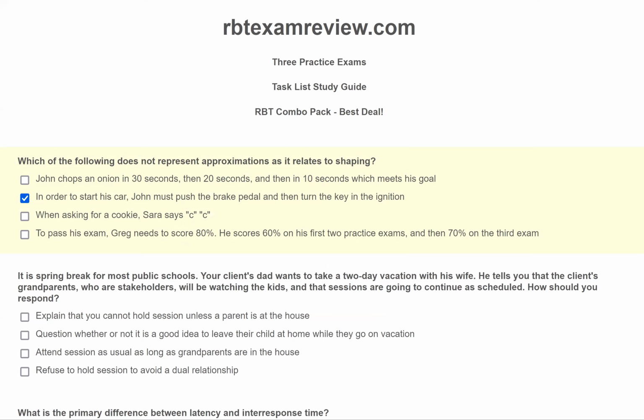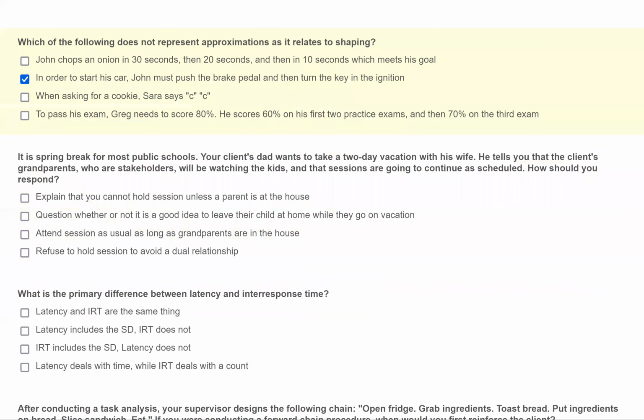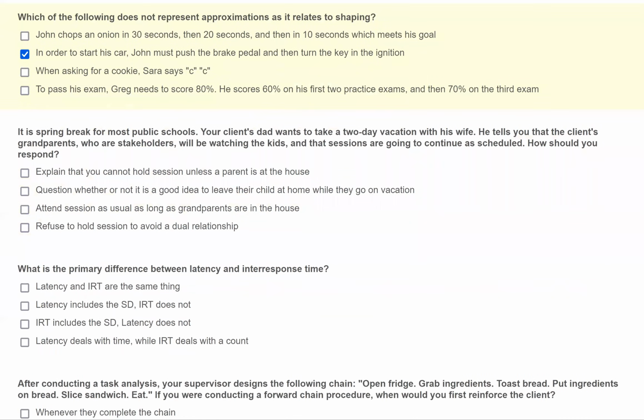No shaping needed. 2, it is spring break for most public schools. Your client's dad wants to take a 2-day vacation with his wife. He tells you that the client's grandparents, who are stakeholders, will be watching the kids and that sessions are going to continue as scheduled. How should you respond? Be careful here. This is obviously an ethics question.